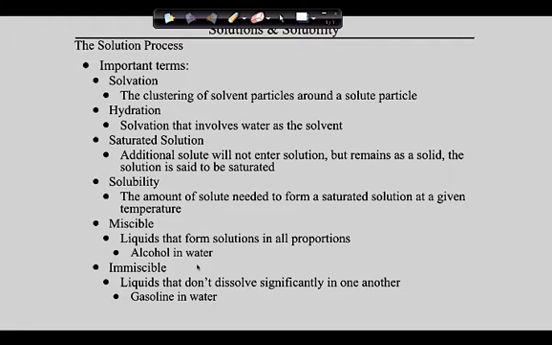So either they do or they don't, but they don't saturate. For example, alcohol dissolves in water. We say alcohol is miscible in water. Gasoline does not dissolve. If you've ever been out boating and you spill gas in the lake, it forms a film. So water and gasoline don't mix. They don't dissolve. They are immiscible. So either they do or they don't, but they never saturate. Is that okay?